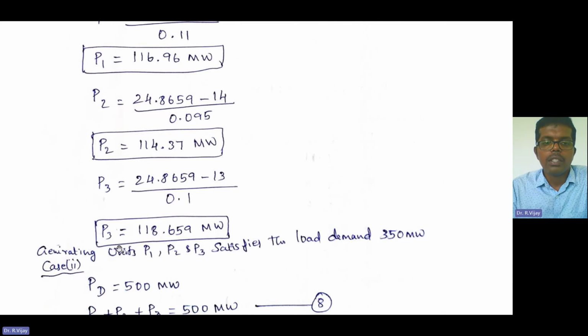So while checking, generating units P1, P2 and P3 satisfy the load demand of 350 megawatt. Approximately it is equal to 350 megawatt.